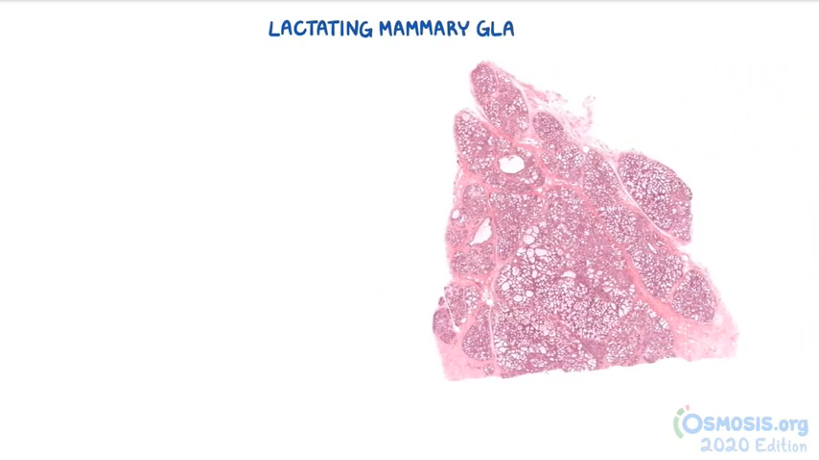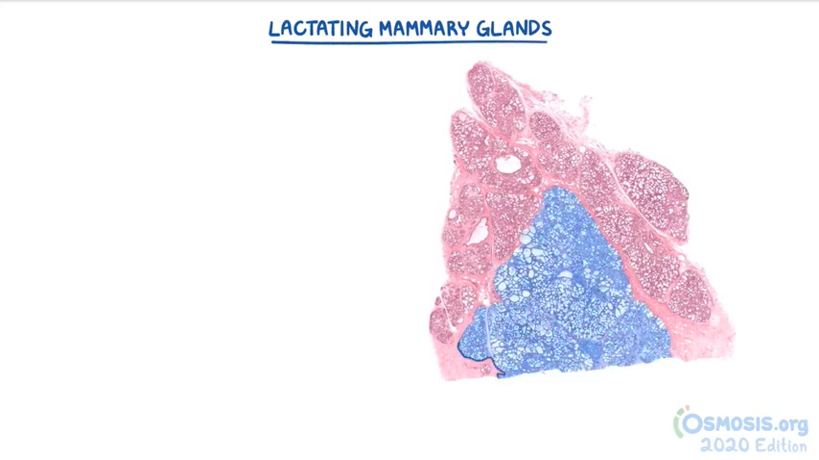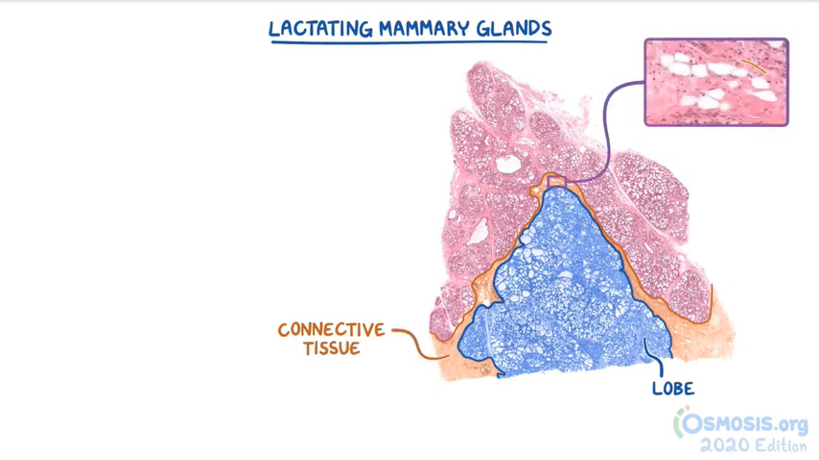This low power image is an example of lactating mammary glands in the active state. A portion of a lobe can be seen surrounded by a thick layer of connective tissue that contains a small number of fat cells or adipocytes within the connective tissue as well. Within the lobe, thinner layers of connective tissue separate the lobe into lobules.